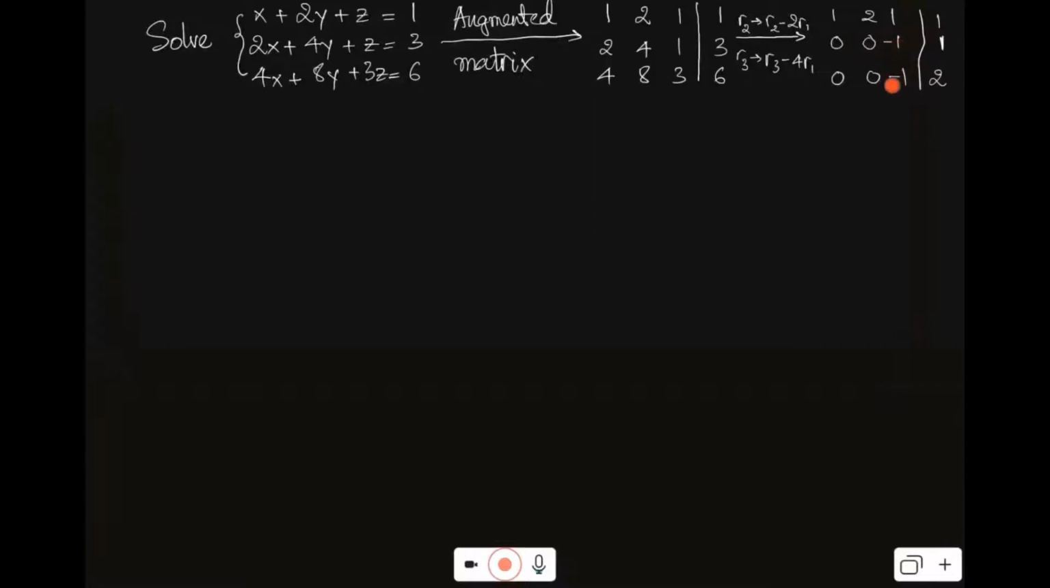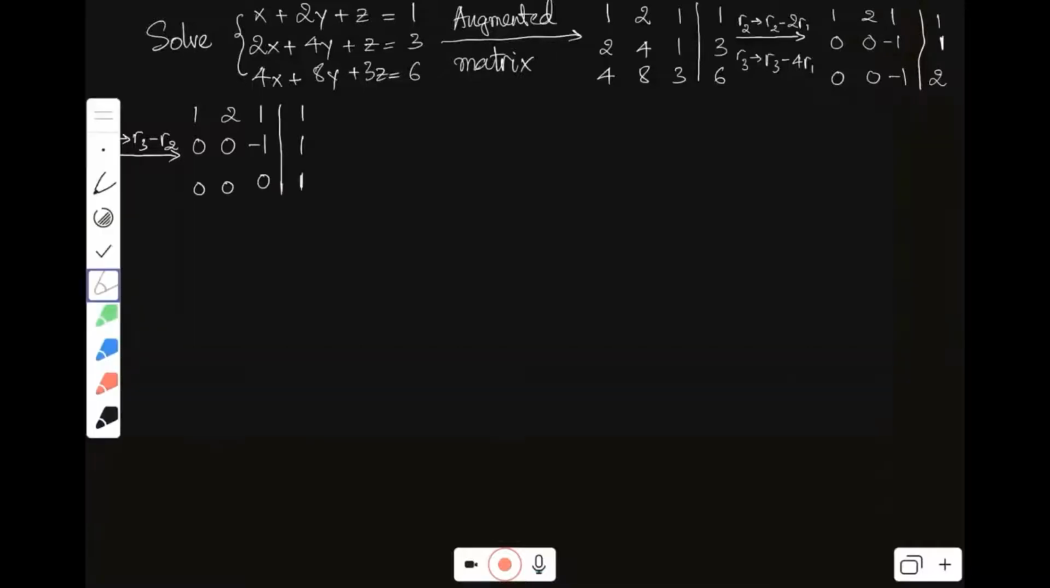That means you will have to zero out the number -1 here. So that means you will have to make changes on row 3 and make it become row 3 minus row 2. So that -1 minus -1 will make this one become 0. Alright, so next, row 3 will get changed, and that becomes row 3 minus row 2. So 1, 2, 1, 1. The first row unchanged, the second row unchanged, the last row.